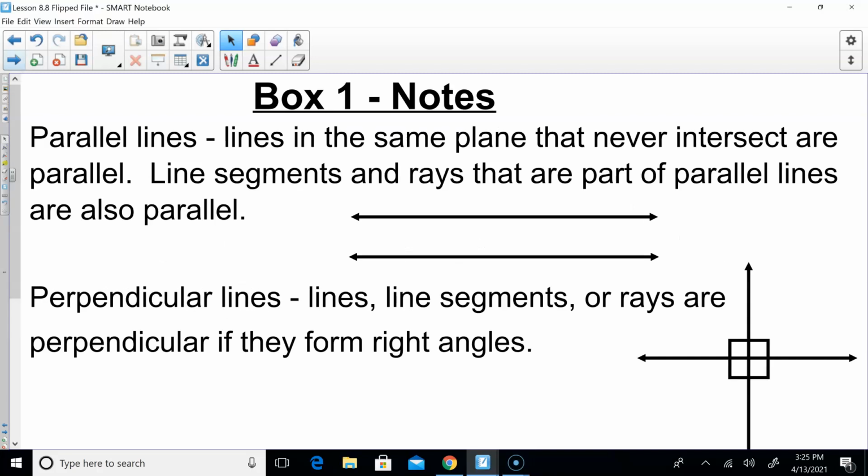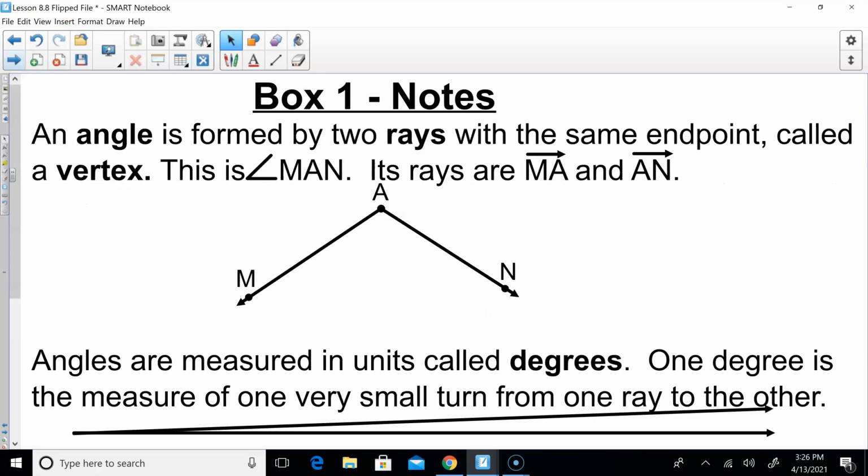Some of the notes that you've seen were a little review. We have parallel lines. Remember, lines that are in the same plane that never touch each other. Perpendicular lines are two lines that cross and form right angles. We have an angle, right? Said two rays put together, how they're written, and the rays that they make up.